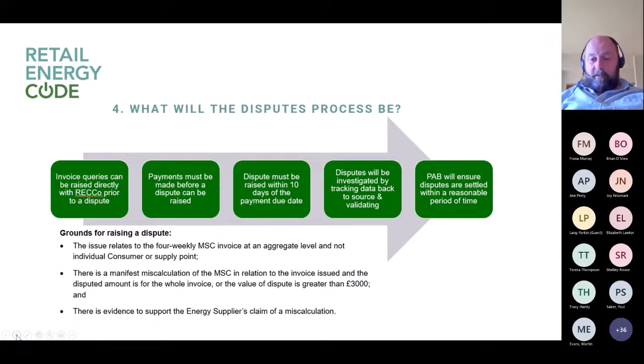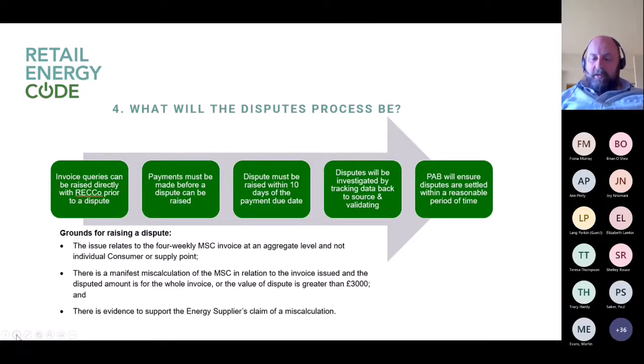However, you do then have the further 10 working days to raise a dispute, assuming you've paid. So, if you got an invoice for £20,000 and you thought it should have only been 10, then by all means raise a dispute. PAB will then look at that, look at the underlying data and see whether or not a mistake has been made somewhere along the line.